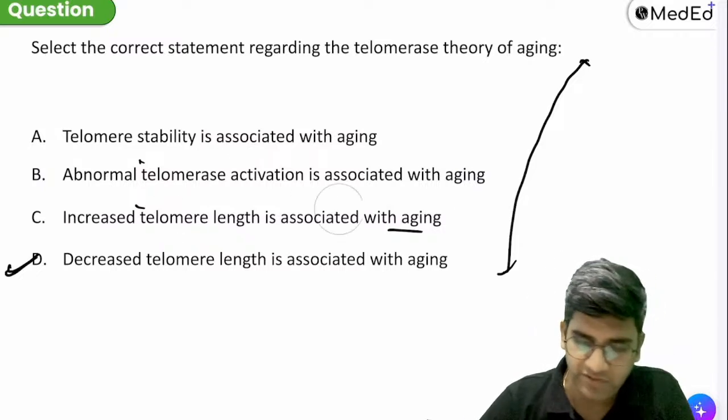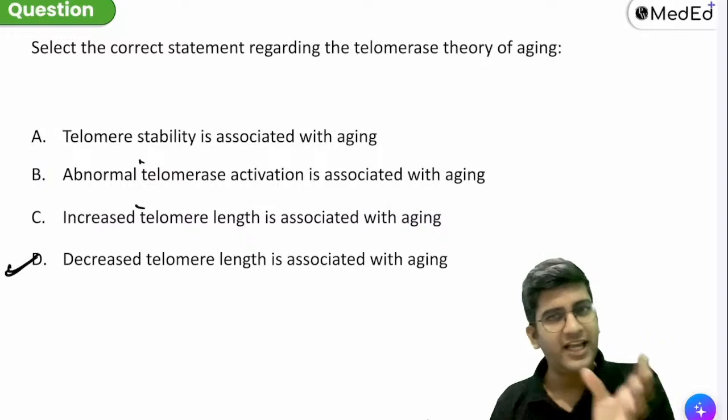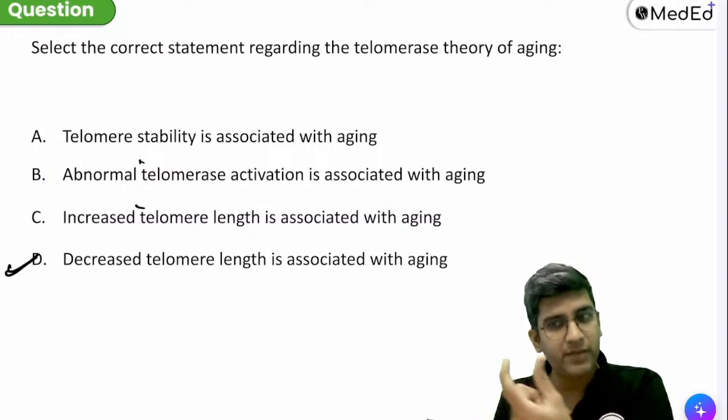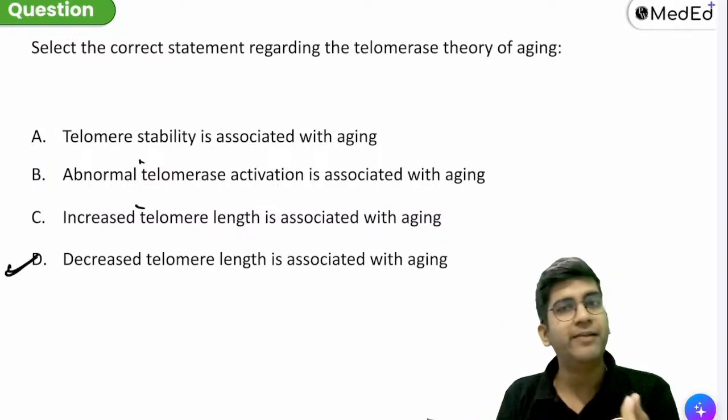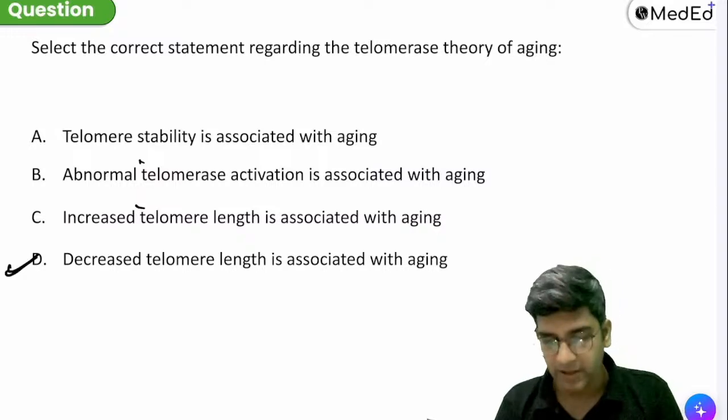It's a very simple concept of telomere. You know how telomere works. Every cell division, the end part becomes smaller. After a point of time, it cannot divide. The entire cell dies, right? Great.